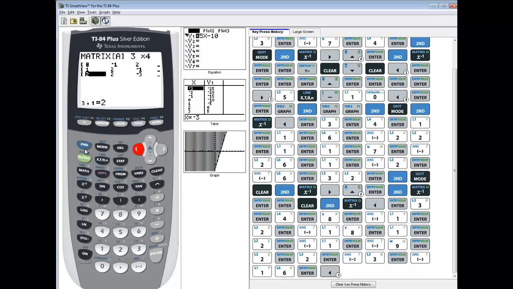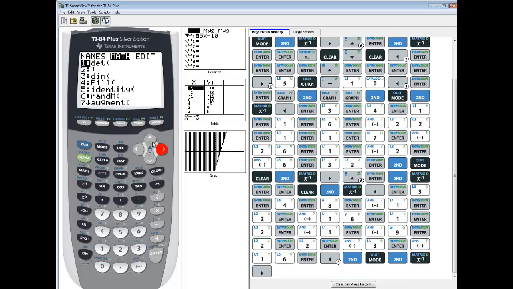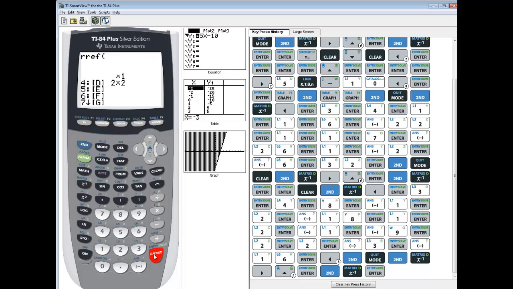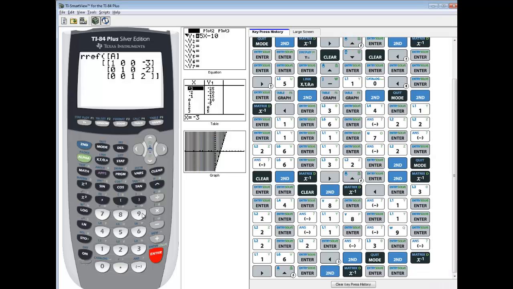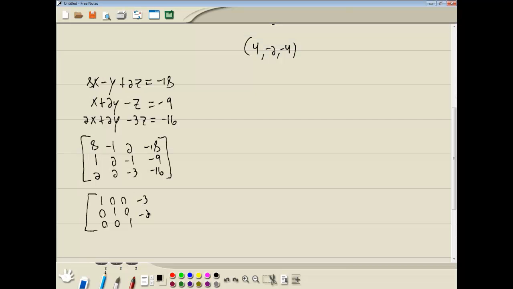Okay, that looks good. So do a second mode to exit out. Now I'm going to do my RREF. So do second, x to negative 1, right arrow to math, up arrow to RREF, press enter. Go back in the matrix menu, do enter on A, enter again. And we get negative 3, negative 2, 2.